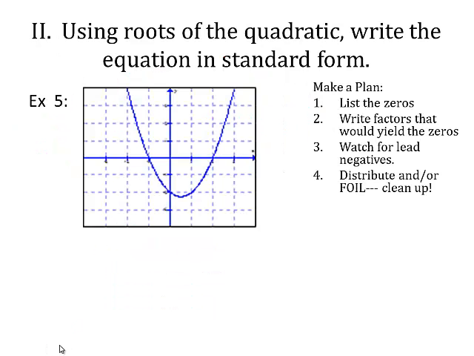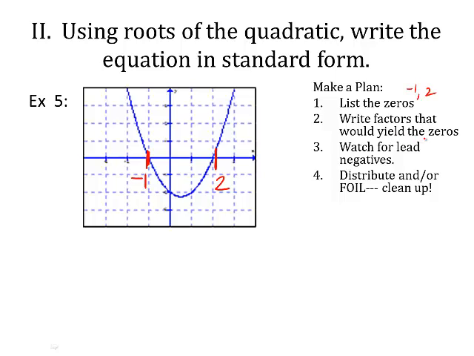It has to equal 0 according to the equation. Now let's try this by graphing. You're going to use the roots of the quadratic to help you write an equation in standard form. So you're going to have to read the graph carefully. Here's your plan. You're going to list the zeros. So let's look at our graph. Here's 0 at negative 1, and here's 1 at 2. So I have negative 1 and 2.